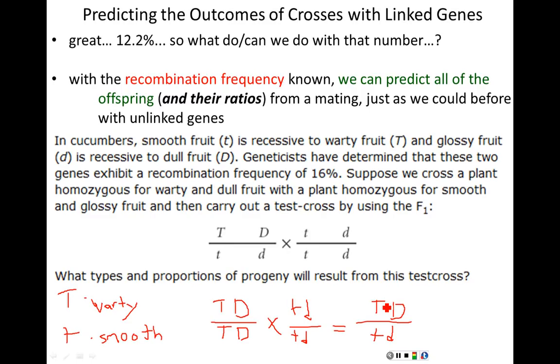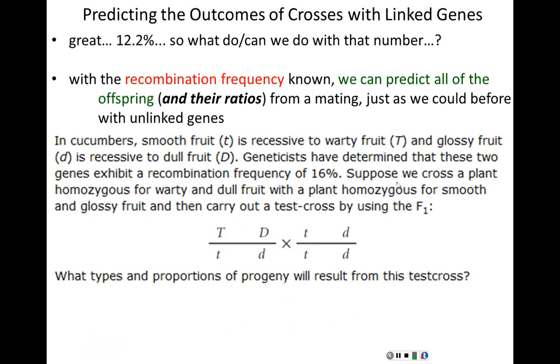Based on the way this question's been worded, we can figure all that out already, right? And that's what's being shown up here. We know they're coupled because of how we got that F1. And then we're going to take that F1 plant and we're going to do a Testcross. Well, we know what a Testcross is too. That means homozygote across the board.